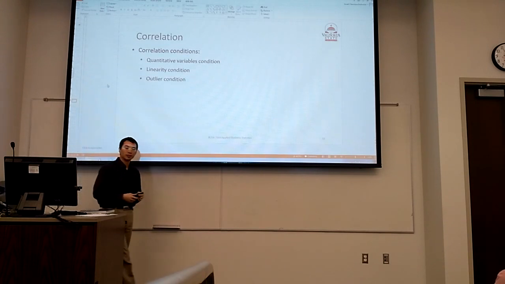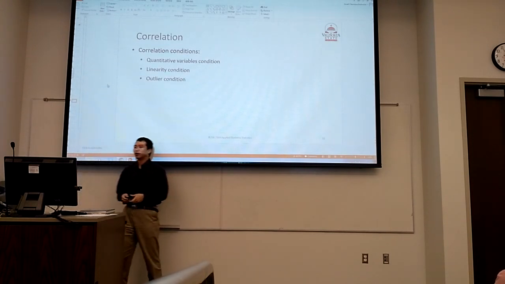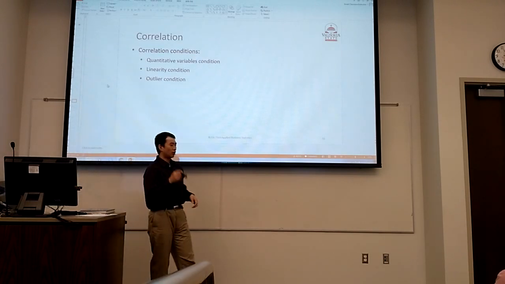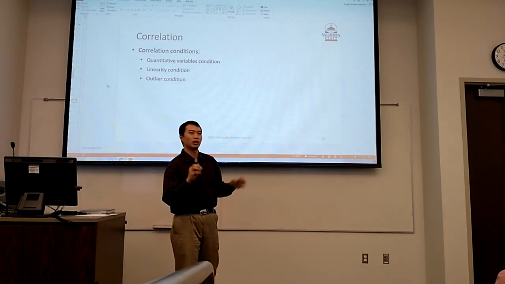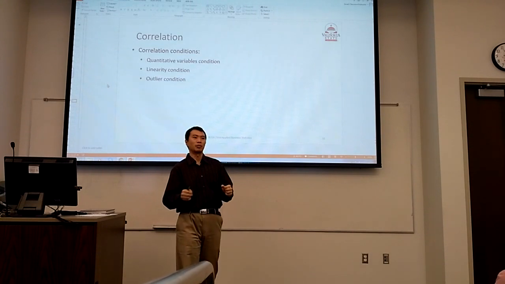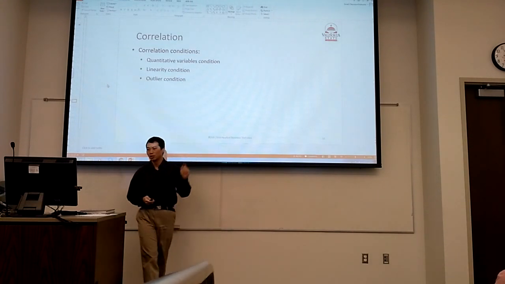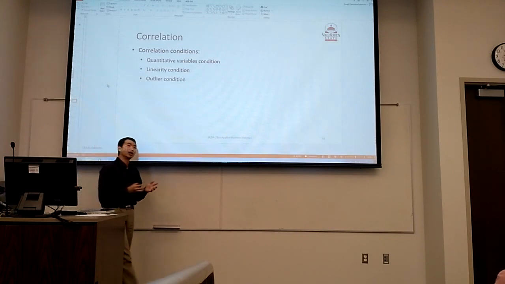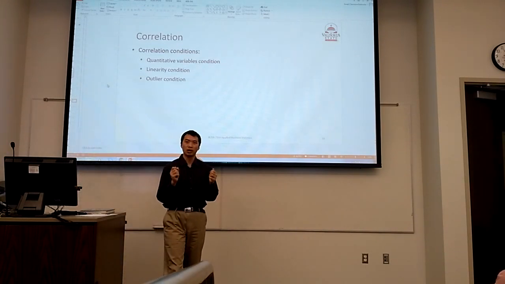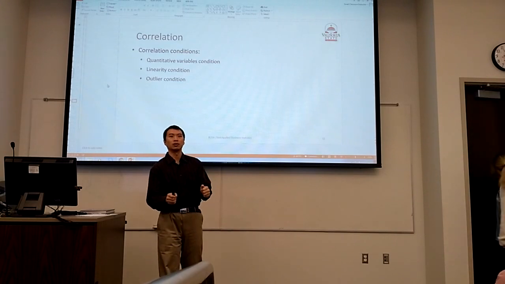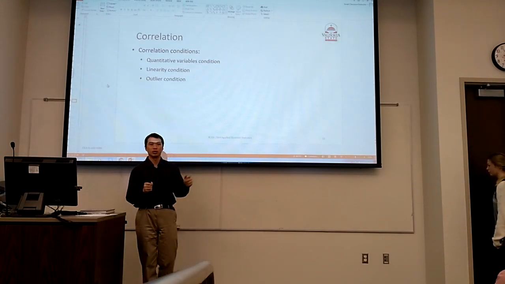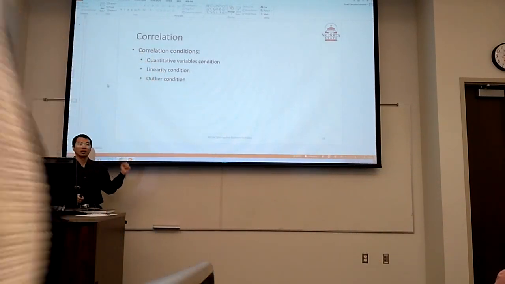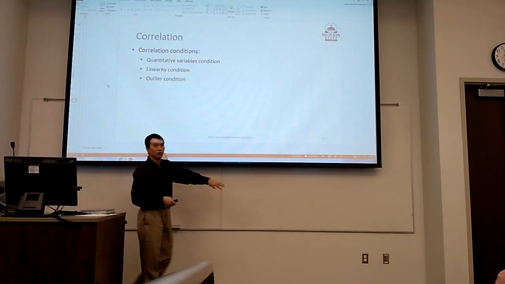And three conditions. First of all, quantitative variable conditions. Although we can find the correlation between categorical variables, but that's not our job in this class. Okay? So we focus on the quantitative variable. Linearity conditions, because we discussed we only focus on linear regression right now, linear relationship between two variables. So we need to have the linearity condition and outlier. We have to remove the outlier first. Okay?